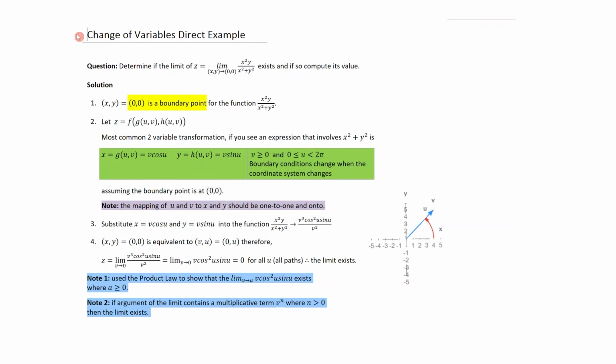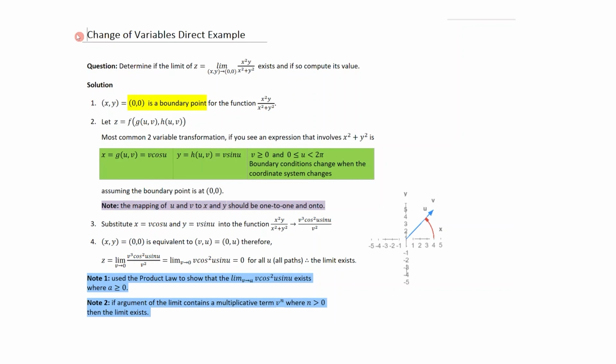So the next step, which is item 3, is to substitute for x, which is v cos u, and y equals v sine u, into the original function, which is x squared y divided by x squared plus y squared. If we do that, we end up with v cubed cos squared u sine u divided by v squared. And of course, the v cubed and v squared give cancellation, leaving only a single v in the numerator.